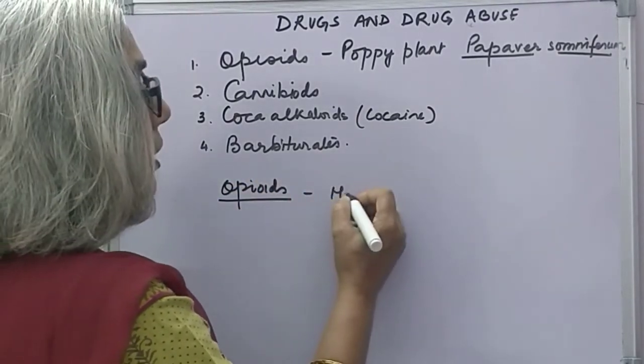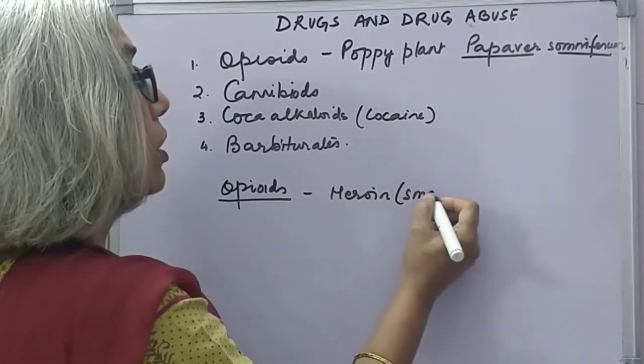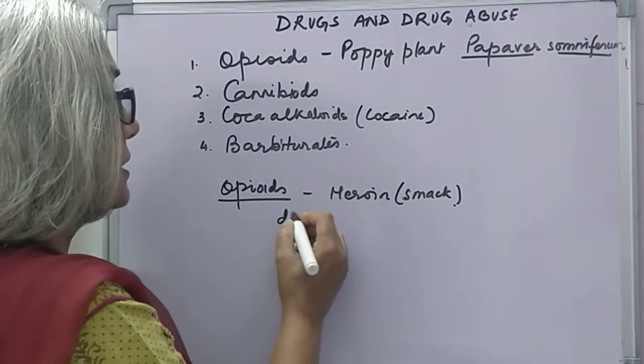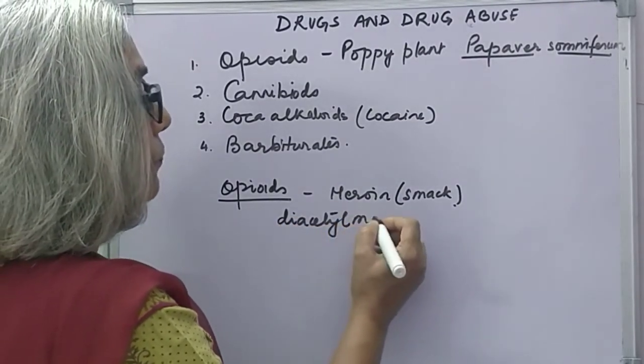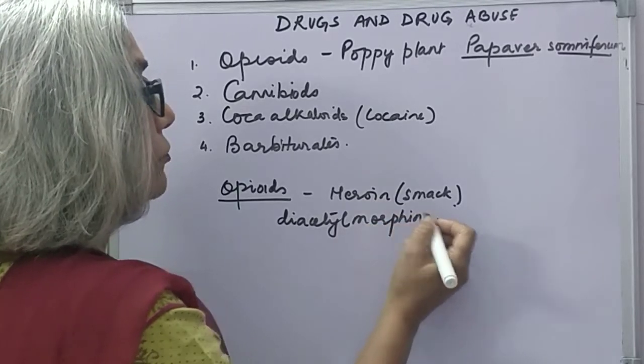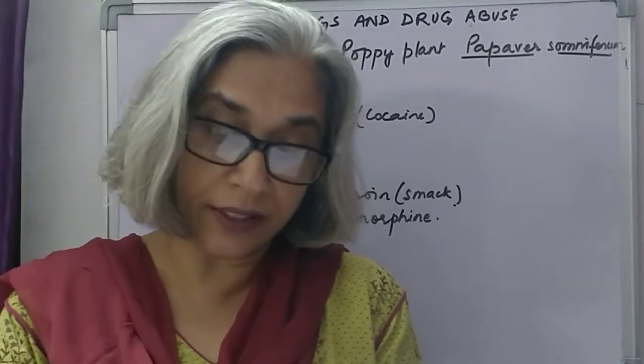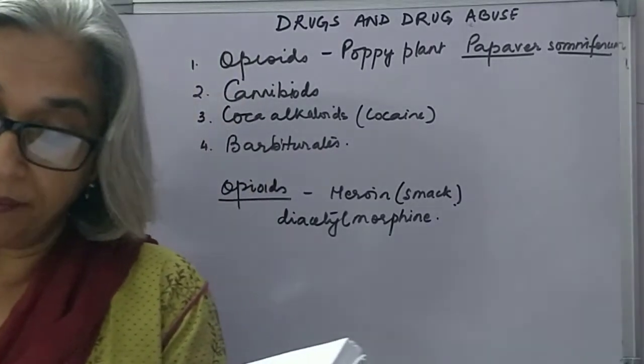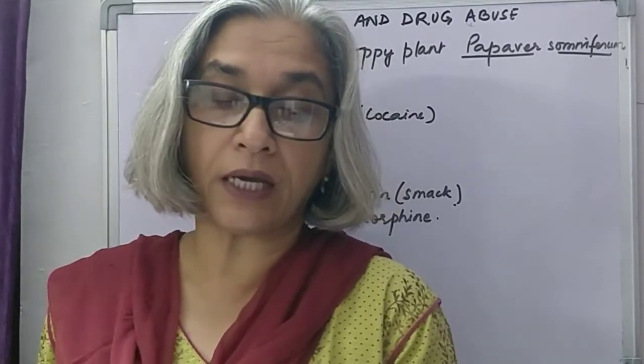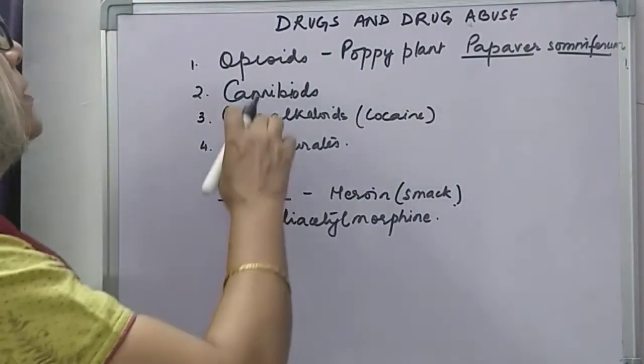Opioids, common drug is heroin. It is also called smack. Chemically, it is diacetylmorphine. You have to remember this. It is a white, colorless, bitter crystalline compound. Heroin is a depressant and it slows down the body functions. Opiates are pharmaceutically used as painkillers, as analgesics and sedatives, and the long-term use of opioids results in psychosis and loss of memory.